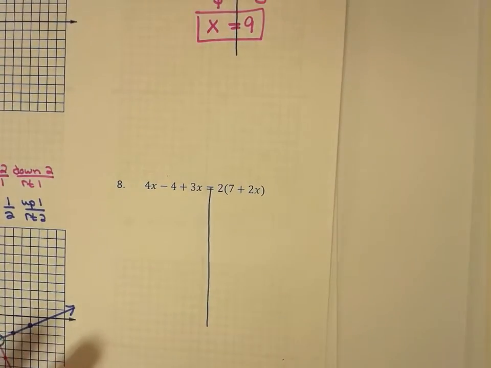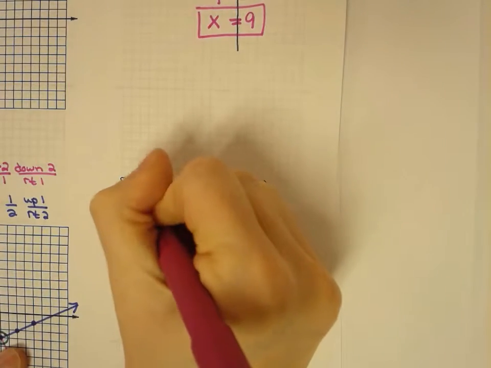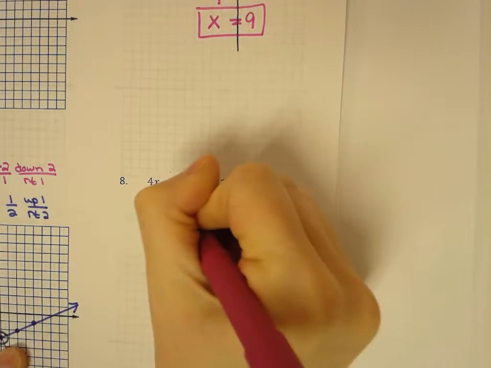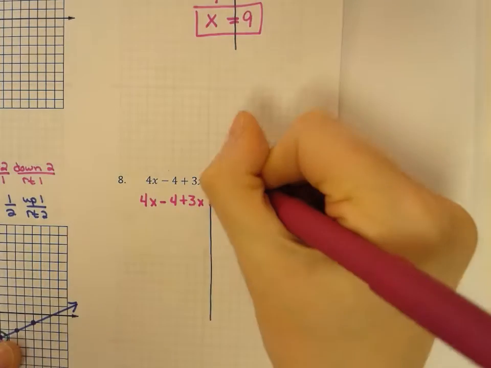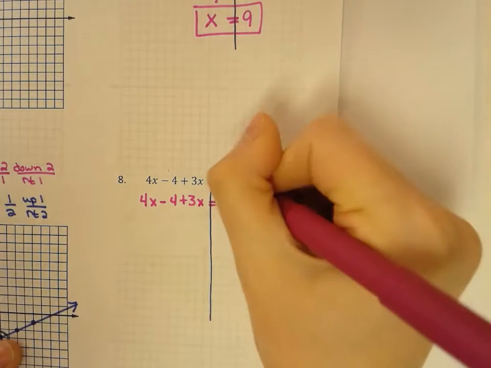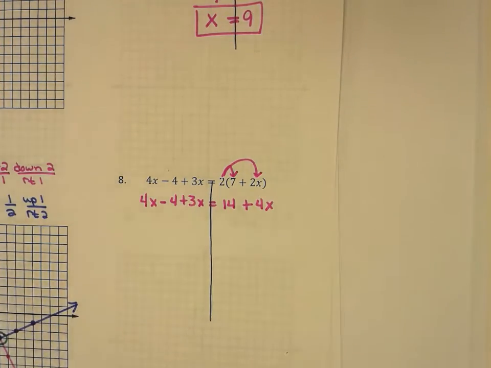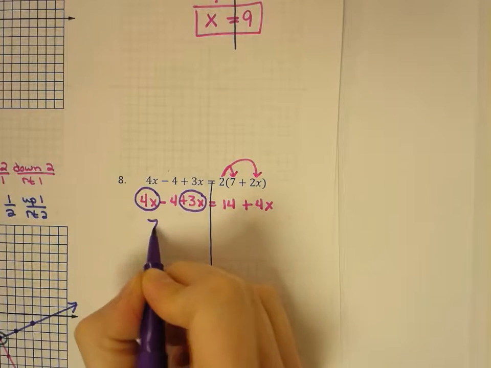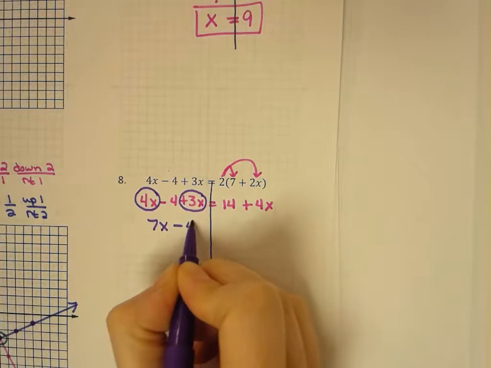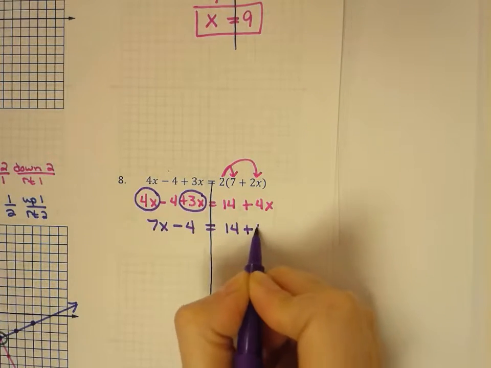Now, the first thing I see on this problem is that I've got some distributing to do, so I'm going to start with that one. You can go ahead and combine like terms on the first step if you wanted to. I'm just going to distribute. So 2 times 7 ends up giving me 14. 2 times 2x is positive 4x. So I distribute, and now I'm going to check for combining like terms. I have like terms on the left. 4x and 3x give me 7x's. I bring down the -4. There are not any like terms on the right side, so I'm just going to rewrite it like it looks.